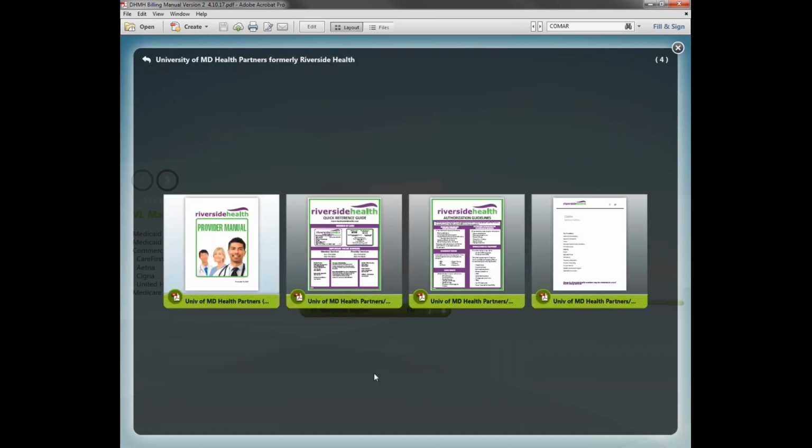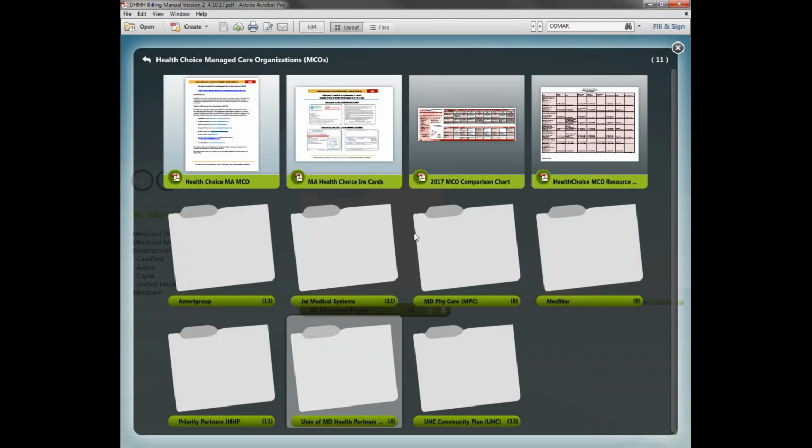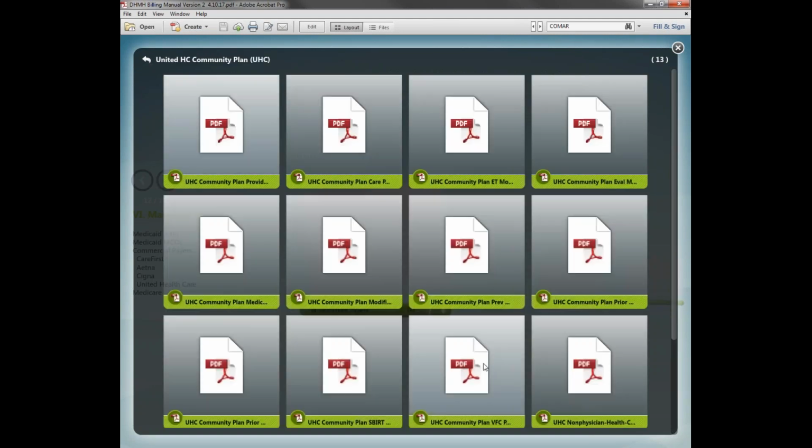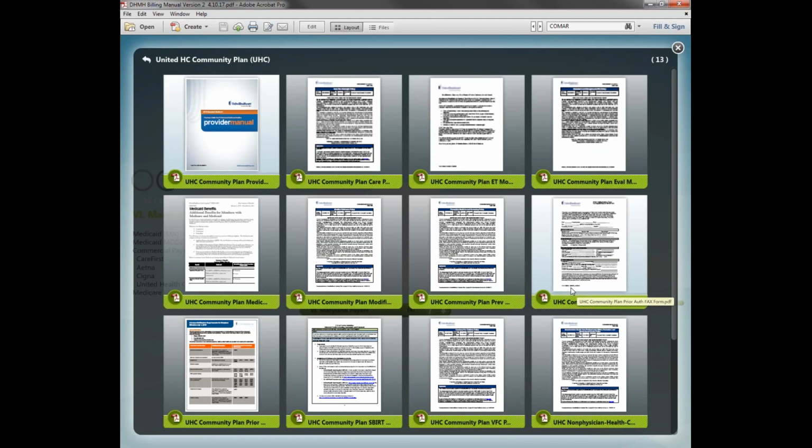University of Maryland, which is the old Riverside, they still have the provider manual listed as Riverside, like I mentioned earlier, along with some of their other items. That will need to be updated as they transition. The United Healthcare Community Plan is probably one of the most, along with AmeriGroup and Maryland's Physicians Care, one that I see used very frequently in the health department. With United Community Plan, 13 of the 24 jurisdictions in Maryland became contracted with the community plan and with commercial products when they did a state contract.